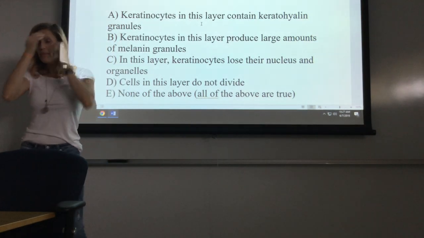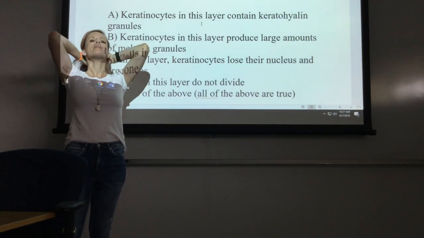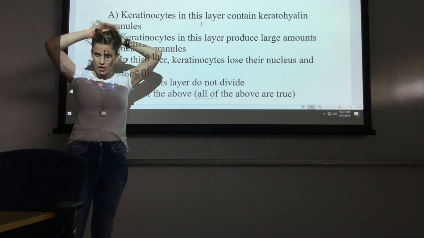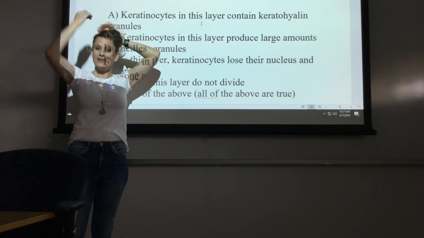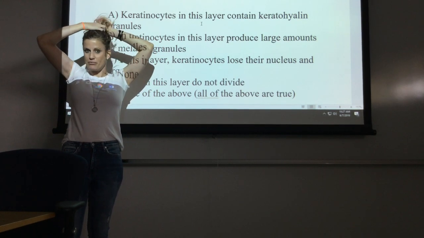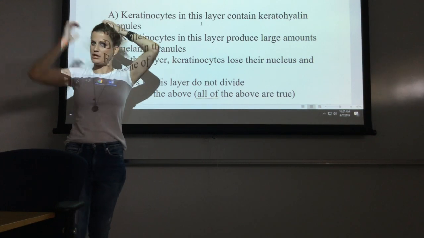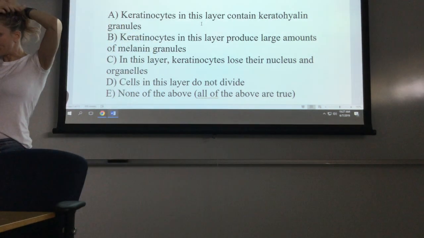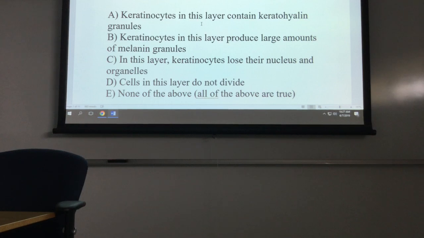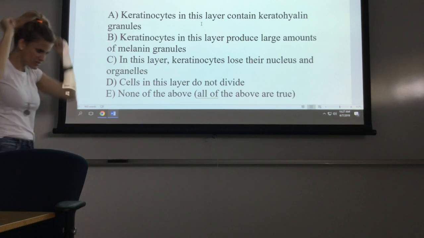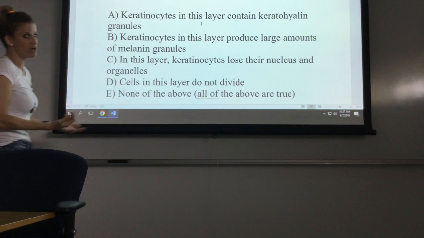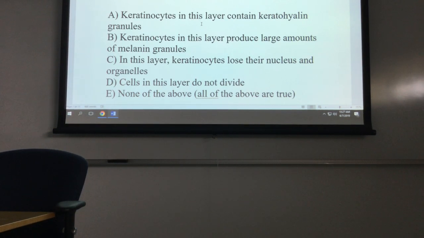Also, remember that melanocytes are located down in the stratum basale, right? So the body of the melanocyte is down deeper in the stratum basale. It's not located in the stratum granulosum. So that's not true. Let's see if anything else is not true. In this layer, keratinocytes lose their nucleus and organelles. That is also true, right? Remember I said that the cells dehydrate and die. Part of that is losing their nucleus and organelles.